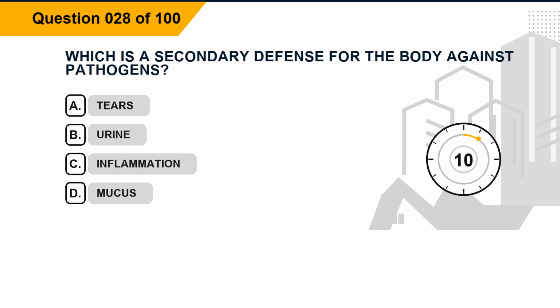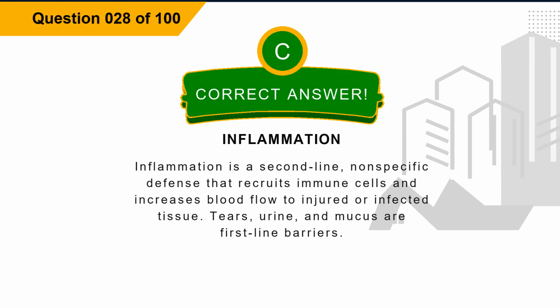Question 28. Which is a secondary defense for the body against pathogens? Option A, tears. Option B, urine. Option C, inflammation. Option D, mucus. The correct answer is option C, inflammation. Explanation: inflammation is a second-line, non-specific defense that recruits immune cells and increases blood flow to injured or infected tissue. Tears, urine, and mucus are first-line barriers.